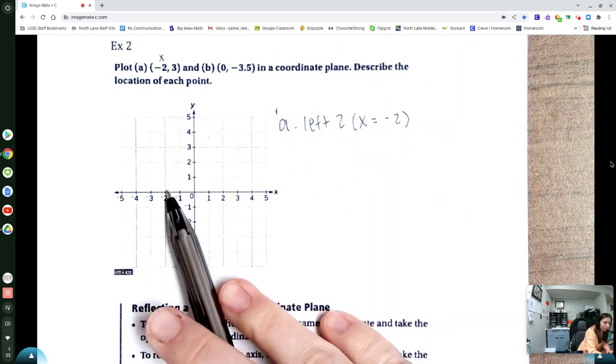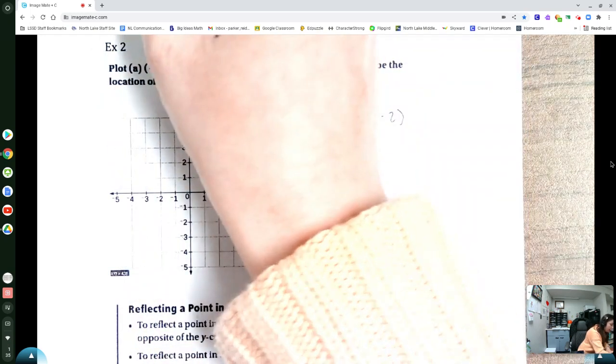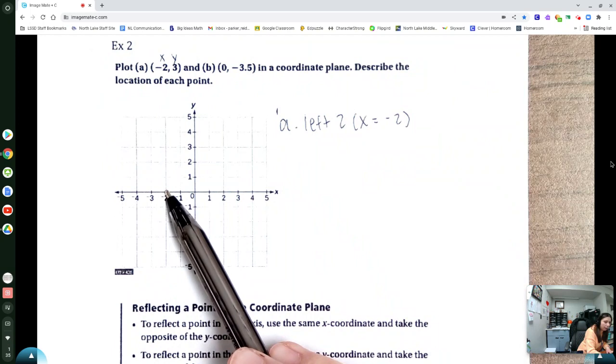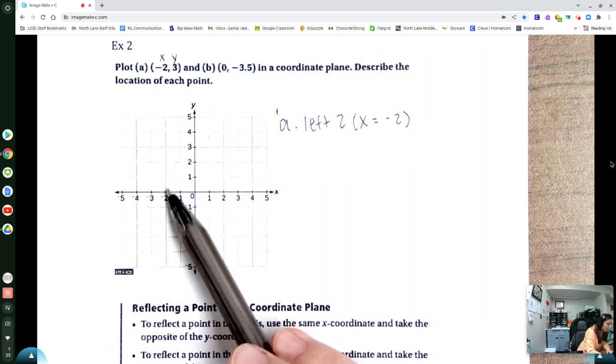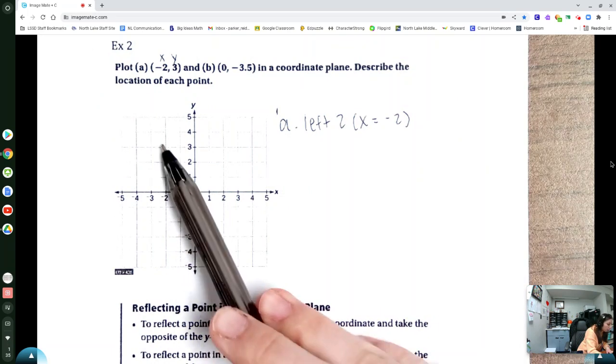Now, I'm not going to put a dot yet because I have not yet taken my elevator. Remember, the second value, y, tells us where to take an elevator, up or down, and how much. It says positive 3, so we're going to go up 1, 2, 3.